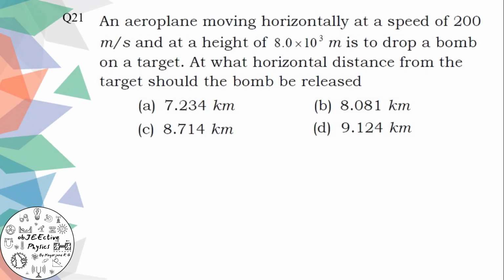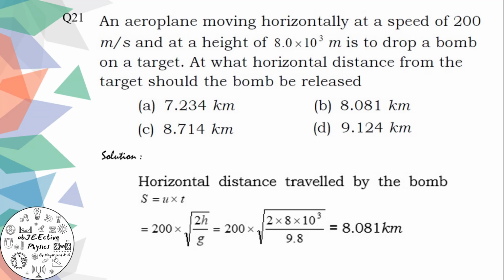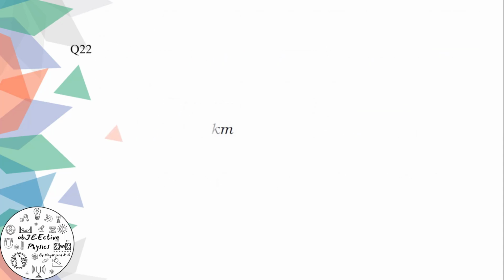Question number 21. An aeroplane moving horizontally at a speed of 200 meters per second and at a height of 1.8 into 10 cube meters is to drop a bomb on a target. At what horizontal distance from the target should the bomb be released? This question is related to horizontal projection. In horizontal projection, range of the projectile when a body is projected horizontally, S is equal to u into t, where t is time of descent. By substituting the values, 200 into time of descent, which is square root of 2h by g, that is equal to 8.081 kilometers.